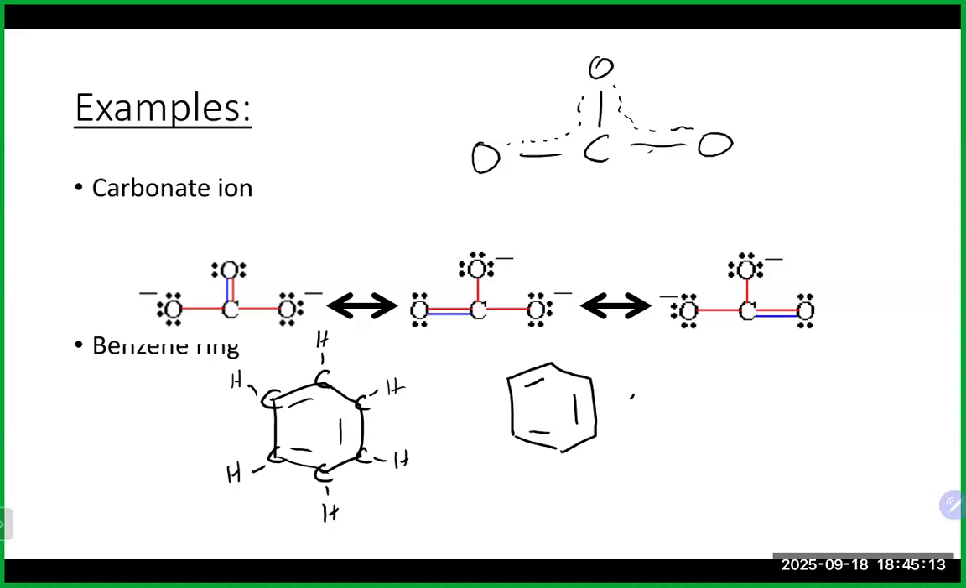You could draw a resonance structure where those double bonds just move around the ring, and you'll end up with a benzene that looks something like that, where they basically just shifted sides. And sometimes you'll even see people draw benzene with a little circle in the middle, and that indicates that those double bond electrons are delocalized and they can move around the ring. So you'll sometimes see that drawn.